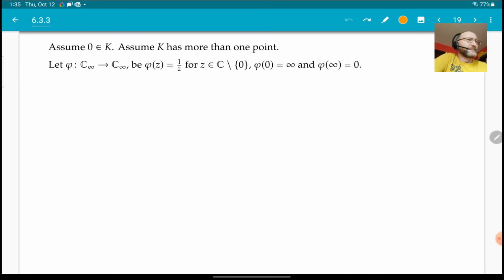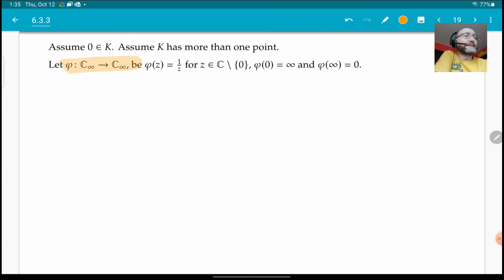And it's not going to have more than 2 points either, right? As well, because it's connected. So it's always going to have infinitely many points if it has more than one. But that's not an issue here.